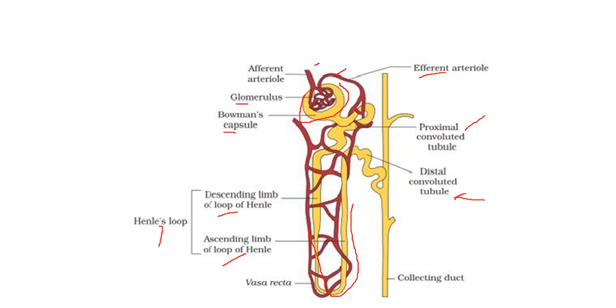The loop of Henle gives rise to the next structure, the distal convoluted tubule. Finally, the distal convoluted tubule gives rise to the collecting duct. There is one more part called the vasa recta. Vasa recta is a capillary network of blood vessels which supplies blood to the medulla of the kidney. So these are all the parts present in the nephron.